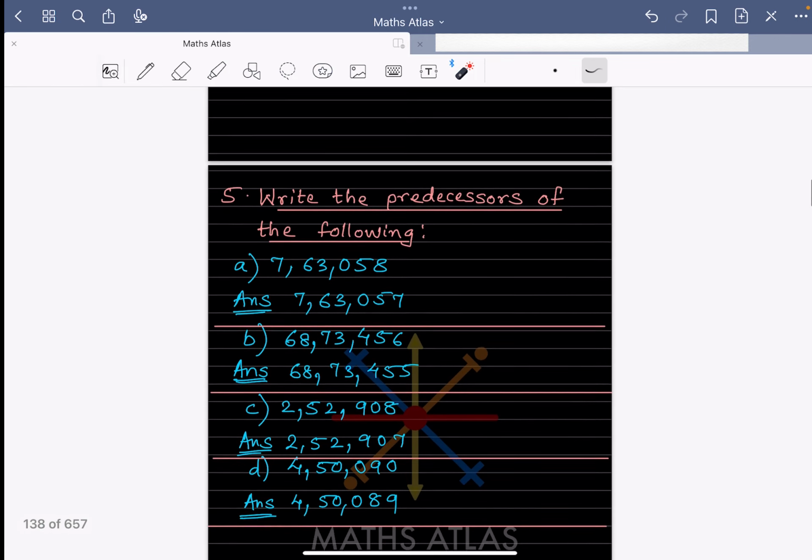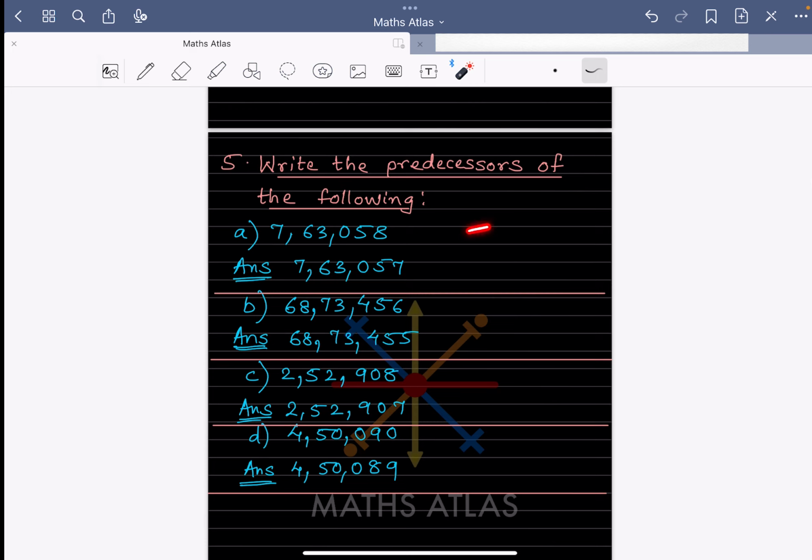Same thing for the predecessor now. What will we do? We know that we have to subtract 1. 8 becomes 7. Rest of the numbers remain the same. 6 becomes 5. Rest of the numbers remain the same. 8 becomes 7. Rest of the numbers remain the same. Now look at the last problem for this one. What happened here is 0. So here what are we going to do? We are going to consider these two numbers. So 90 minus 1 is going to be 89. Just concentrate on this. 90 minus 1 is going to be 89. Rest of the digits remain the same.